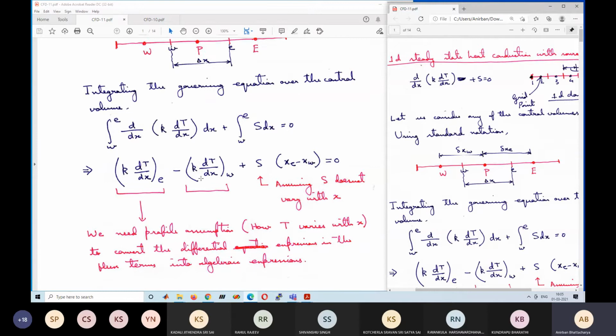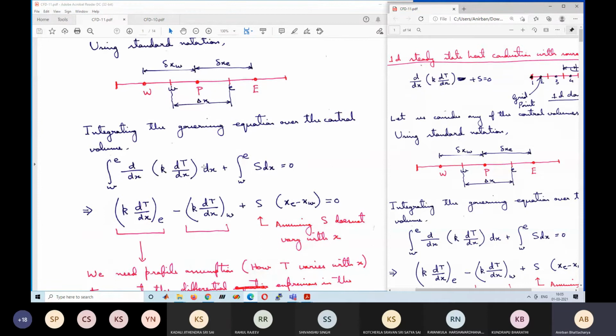Up to this point it is clear, or is there any question? Because this part is slightly tricky. Up to this point we have studied in the previous class also.